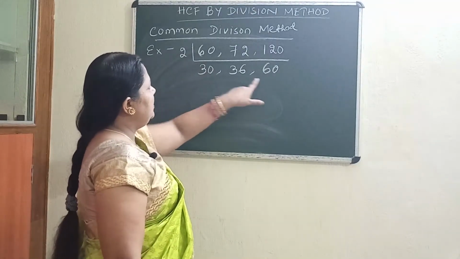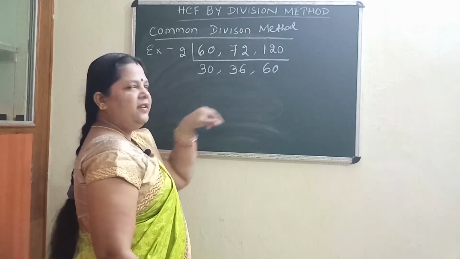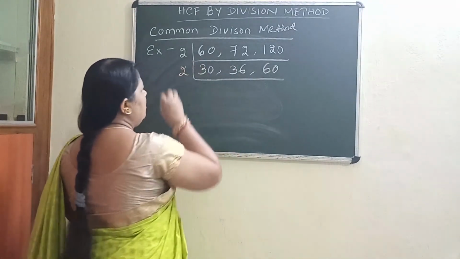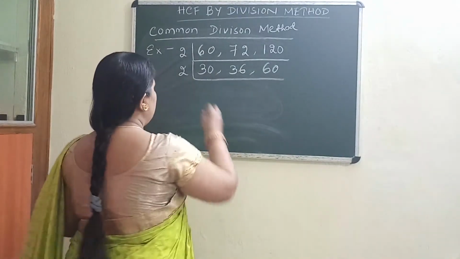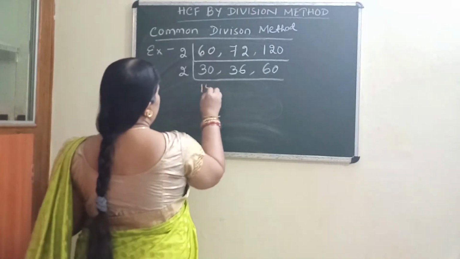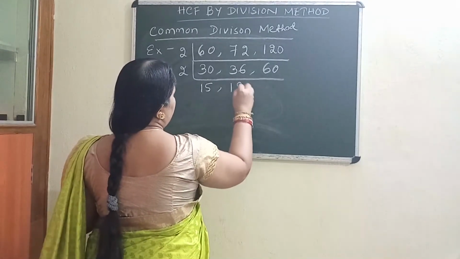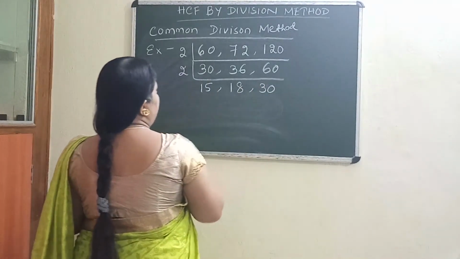Then check: 30, 36, 60. Here also all are even numbers. We can again divide by 2 as a common factor, because all the numbers are divisible by 2. If you divide by 2, here you get 15, here you get 18, and here you get again 30.